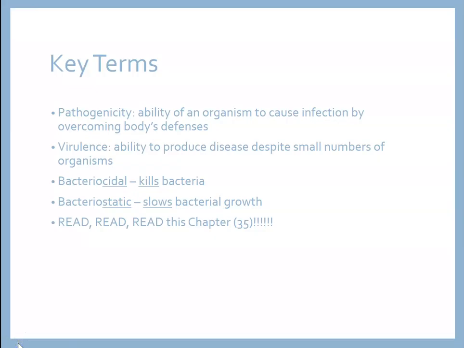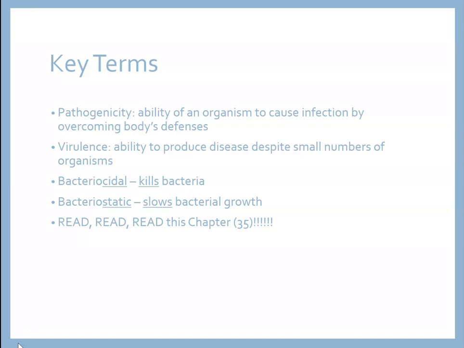So here are our key terms. Pathogenicity is the ability of an organism to cause infection by overcoming a body's defenses. If we say that something is highly pathogenic, that means it's very easy for that bug to overcome the body's defenses and make us sick. Virulence is the ability to produce disease despite very small numbers of organisms. A good example of this is measles, which is actually a virus, but measles just takes a few particles in order to cause the infection.